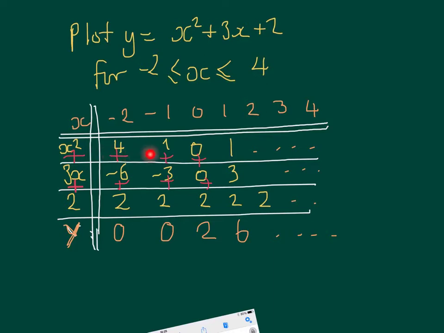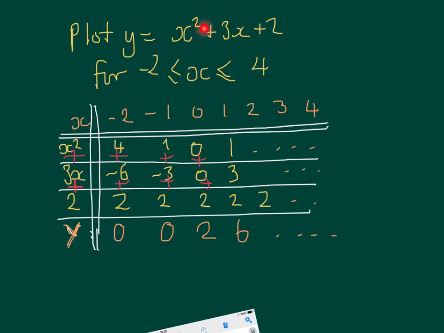I would then suggest you calculate each line as you go along. So minus 2 squared is 4, minus 1 squared is 1, 0 squared is 0, 1 squared, and so on. Then the next line, 3x. 2 times 3 is minus 6, minus 3, 0, 3, and you'll begin to see the pattern of 6, 9, and so on. And here it's just a number 2. It's not dependent on anything to do with x, it is always 2. So 2, 2, 2, 2, 2, 2, 2.